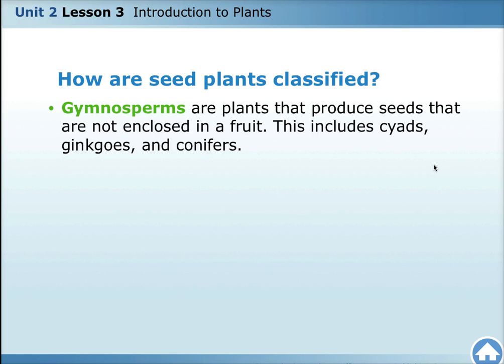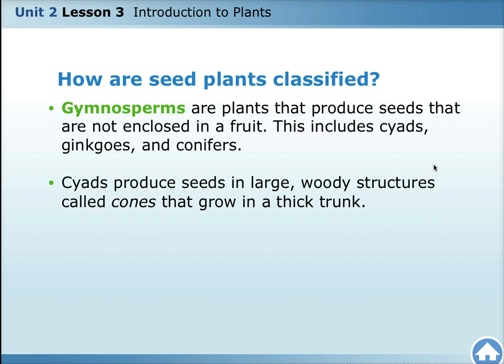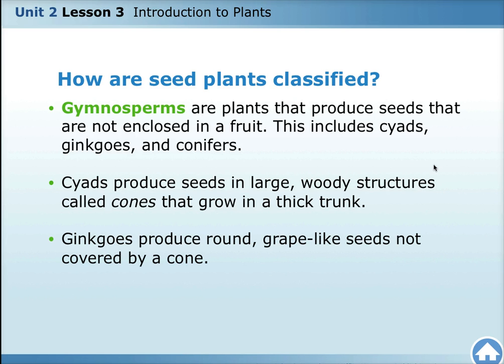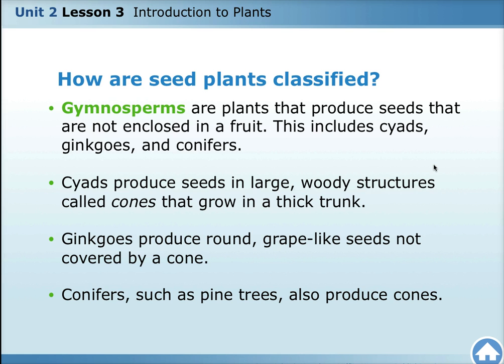Gymnosperms are plants that produce seeds that are not enclosed in a fruit. This includes cycads, ginkgos, and conifers. Cycads produce seeds in large woody structures called cones that grow on a thick trunk. Ginkgos produce round, grape-like seeds not covered by a cone. Conifers, such as pine trees, also produce cones.